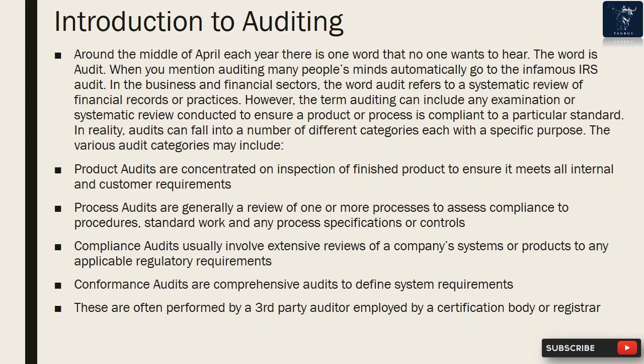The various audit categories may include: product audits are concentrated on inspection of finished product to ensure it meets all internal and customer requirements. Process audits are generally a review of one or more processes to assess compliance to procedures, standard work, and any process specifications or controls. Compliance audits usually involve extensive reviews of a company's systems or products to any applicable regulatory requirements. Conformance audits are comprehensive audits to define system requirements. These are often performed by a third-party auditor employed by a certification body or registrar.